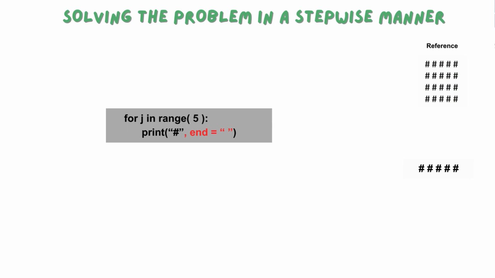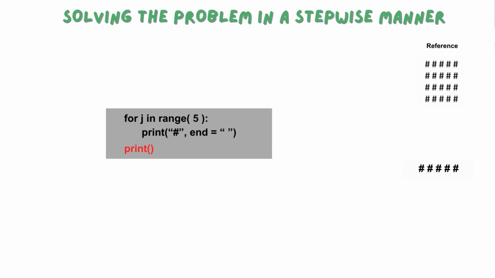Now once I'm done with this, after printing the last hash, your cursor is still here because of this end character. What I want is, after printing this, to change the line. How can I change the line? After this loop finishes, I can just simply write an empty print statement. What does an empty print statement do? It is not going to print anything, but by default it is going to change line.